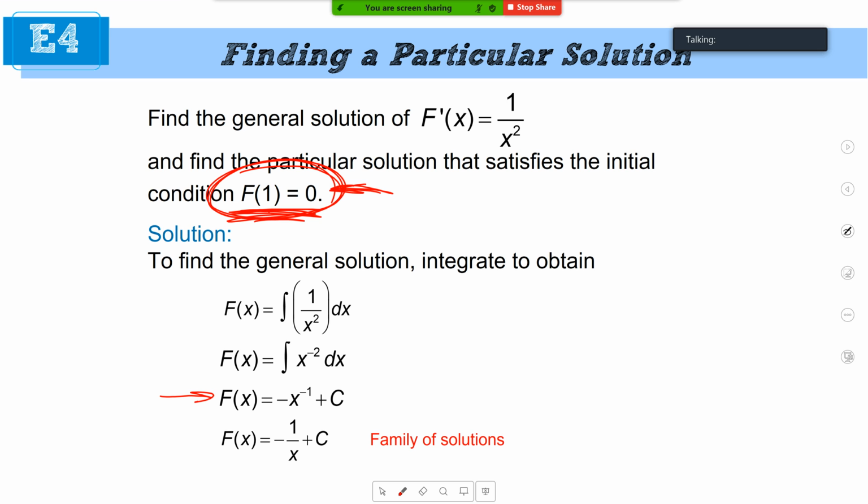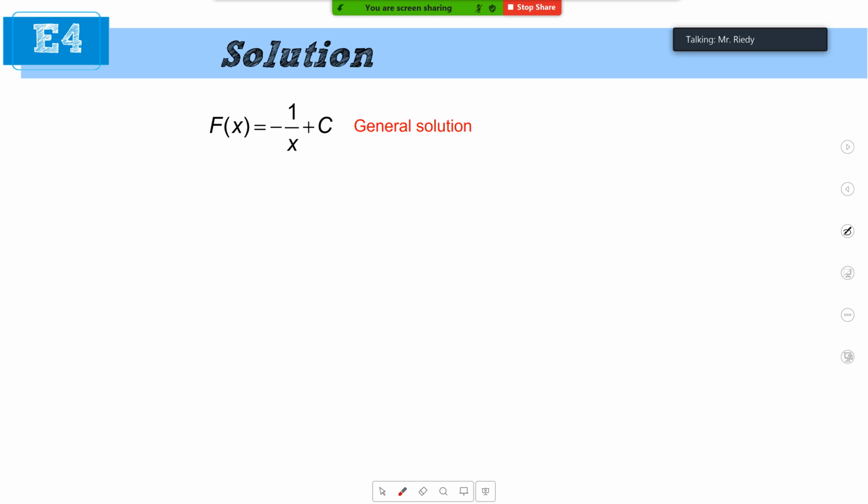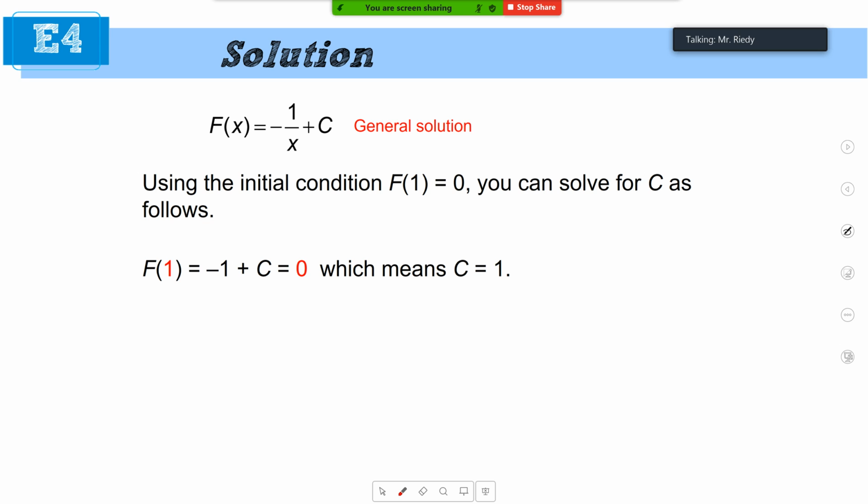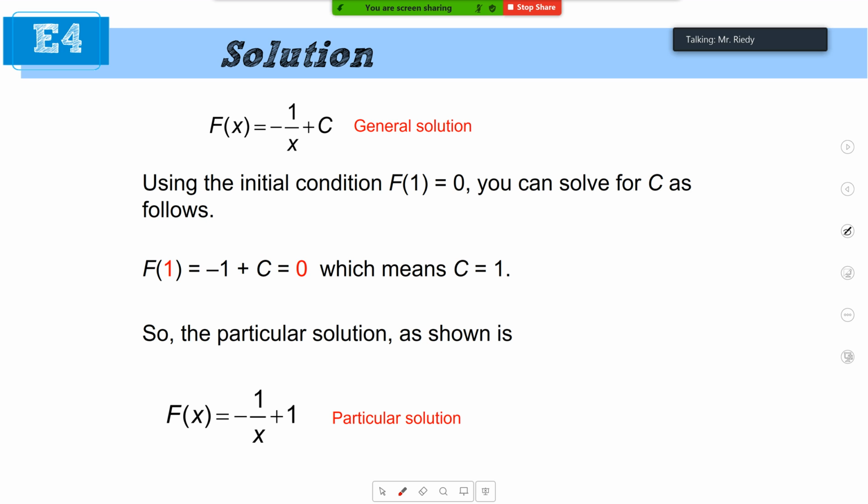Okay. So there's my general family of solutions. You didn't necessarily need to do that last step, but I threw it in there just to show off. And then, on the next slide, I find the particular solution by plugging that in. So c equals 1, which gives me the final answer of that.